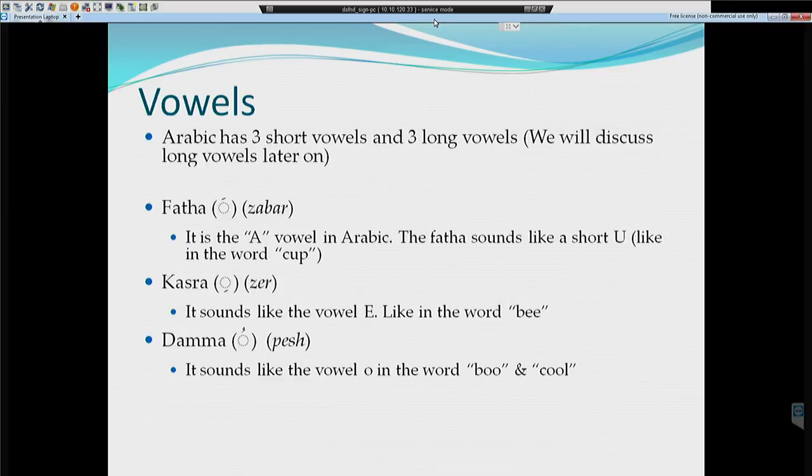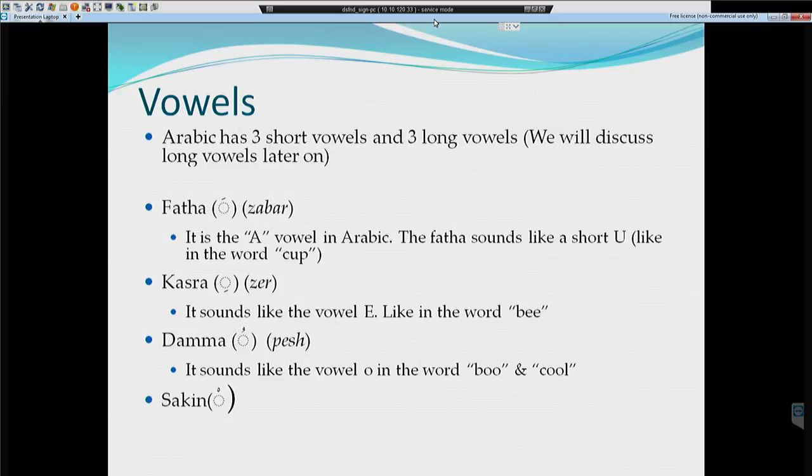Like in cup, this is how you pronounce the fatha. Kasra is like in the word be, there's an e that makes the e sound. And dhamma, in the word like cool, it has the u sound. And just like that, that's how dhamma is pronounced. So there's a fatha, there's a kasra, and the dhamma. Another way to say it is zabr, zair, and pesh. We should try to get into the habit of saying fatha, kasra, and dhamma, inshallah.